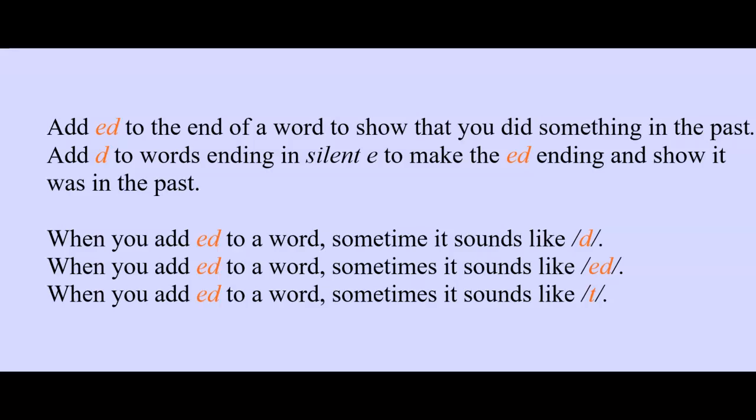So if you add ed to the end of a word to show that you did something in the past, and you can add D to words ending in a silent E to make the ED ending and show it was in the past. When you add the ED to a word, sometimes it sounds like D. When you add ED to a word, sometimes it sounds like ed. And when you add ED to a word, sometimes it sounds like a T. Let's look at this a little closer.